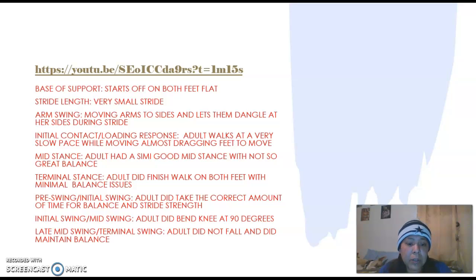Pre-swing, initial swing, adult did take the correct amount of time for balance and stride strength. Initial swing, mid swing, adult did bend knee at 90 degree angles. The late mid swing, terminal swing, adult did not fall and did maintain balance.